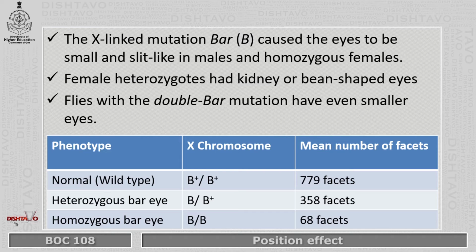So the normal wild type phenotype showed 779 facets in their eyes. Heterozygous bar eye showed 358 facets, and homozygous bar eye showed about 68 facets. And another phenotype, double bar, or it is also referred to as the ultra bar mutation, they have even smaller eyes and the number of facets are even smaller.